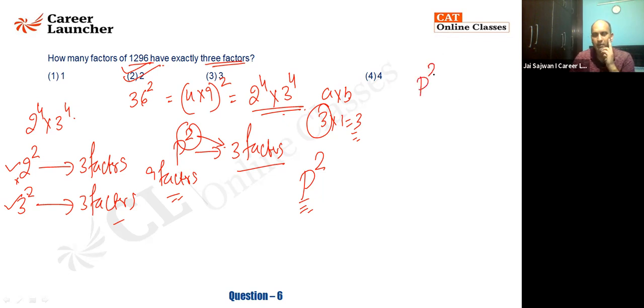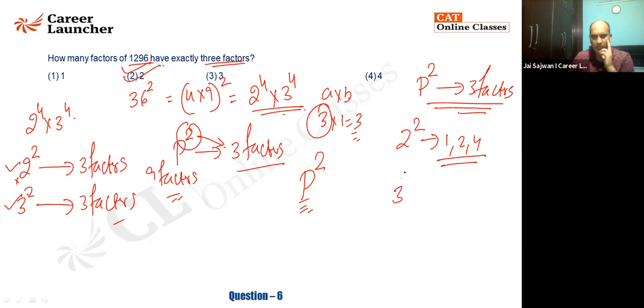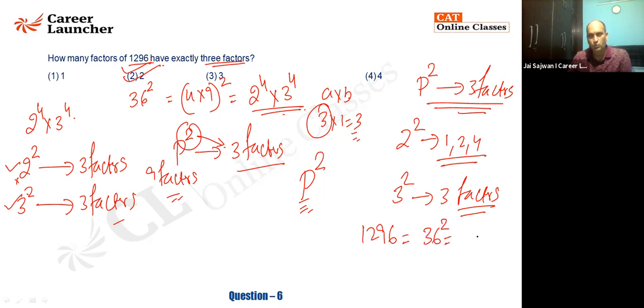I am saying any prime number to the power of 2 will have 3 factors. That's the only way you can get 3 factors. For example, 2 square will have 1, 2, 4. 3 factors. 3 square will have 3 factors. So I know 1296, I already told it is 36. It is 6 square. That is 2 to the power 4 and 3 to the power 4 is coming. Fine. I hope it is clear.